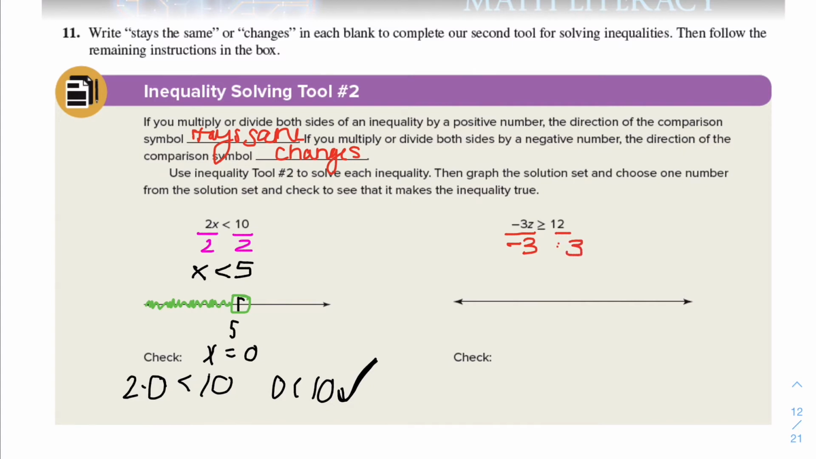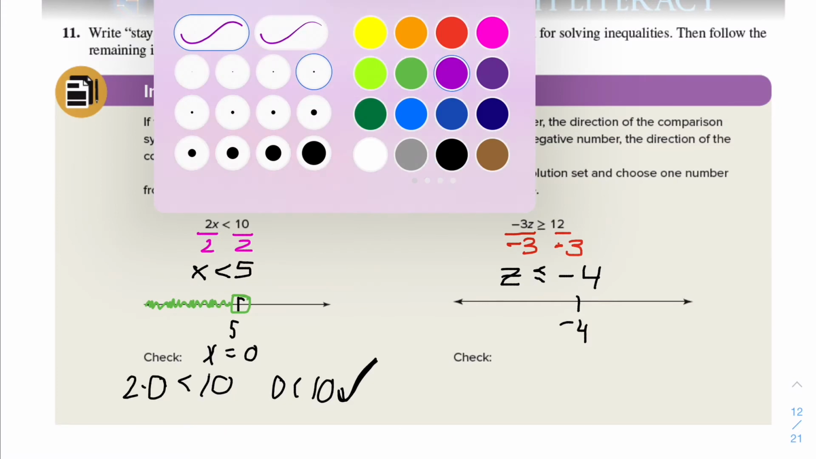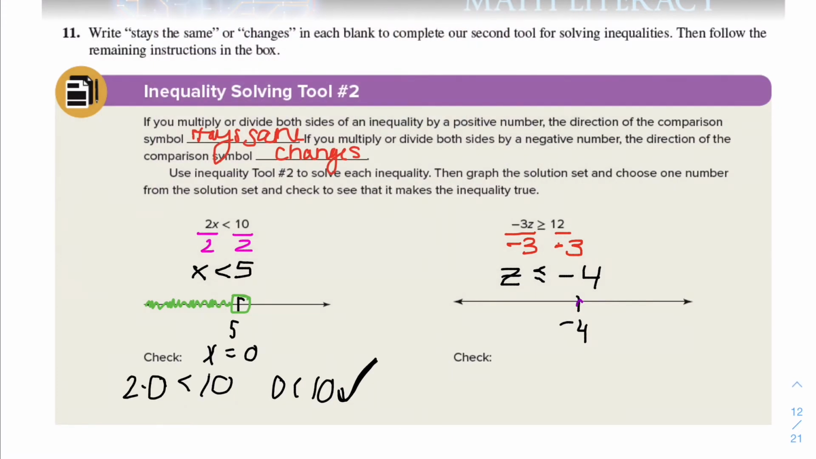To get rid of that piece out front, all you're going to be left with is a z over here. 12 divided by -3 is -4. But since this was a negative number that we divided by, that inequality sign has to flip. So -4 is your important number. You can equal it, so we have a closed circle there.